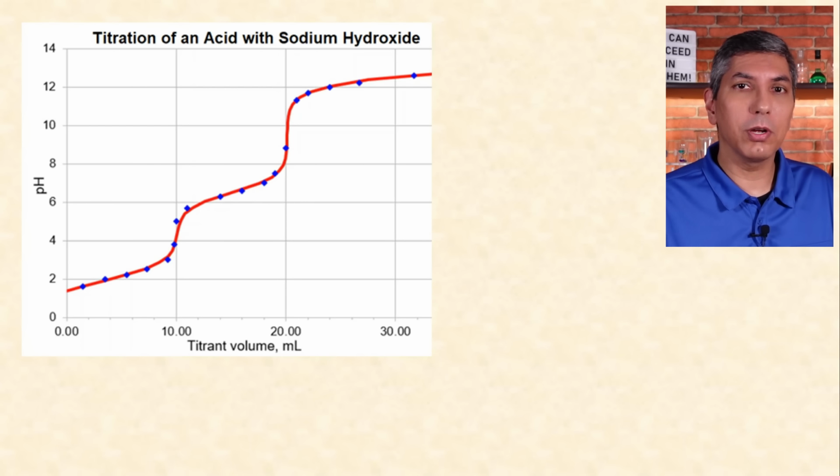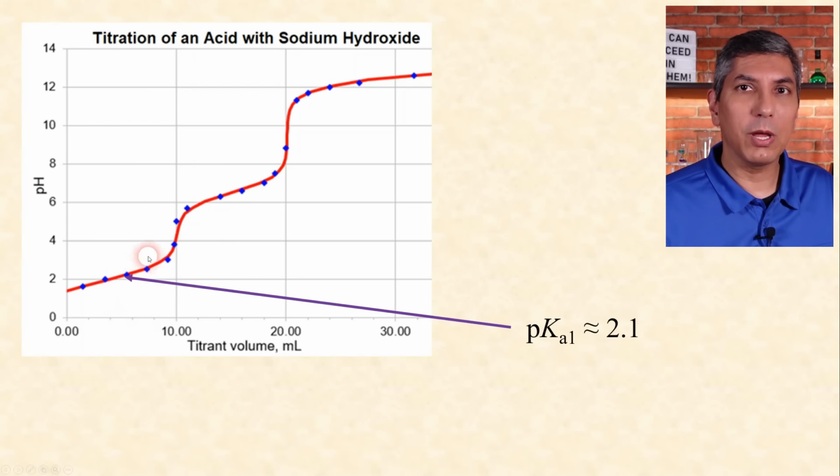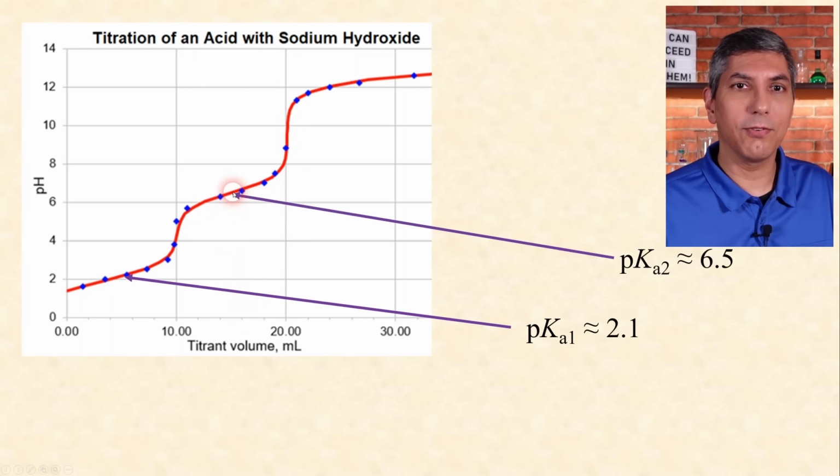Since it has two equivalence points, it must also have two half equivalence points. The first half equivalence point would be halfway to the first inflection point, right around 5 milliliters. So the first pKa of the acid is about 2.1. Halfway between the first equivalence point and the second one is where we'd find the second half equivalence point, right around 15 milliliters. Since the pH at that point is about 6.5, the second pKa for the acid must be about 6.5.